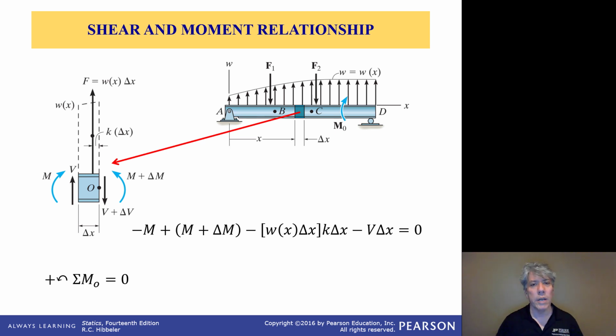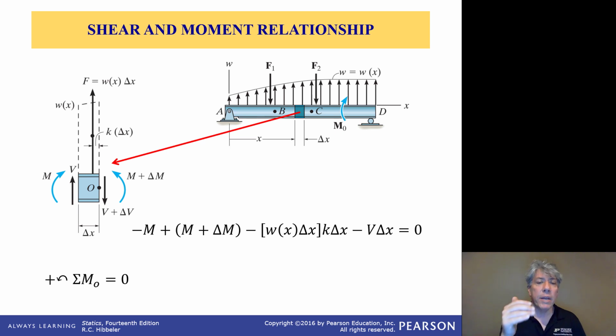So we're not too worried about the fact that the distributed load is a little lower on one side than it is on the other. As we allow the segment to go to 0, the distributed load is just going to go to one value. So we're not going to worry about that small difference. So if we take the distributed load multiplied by delta X, well, that's the resultant of the distributed load.